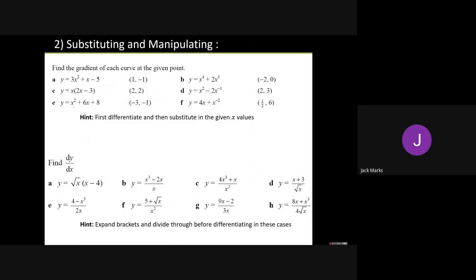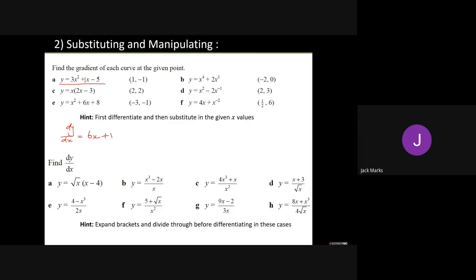So we've talked now about how you differentiate, but the whole point of this is often to actually get an answer. So find the gradient of each curve. Well, we know that if we do this dy dx thing, we can come up with a rule for its gradient. Let's do that. 3x squared is 6x, plus x is 1, because there's a 1 in the front. Minus 5 will disappear. That's the rule, but what can you actually do?